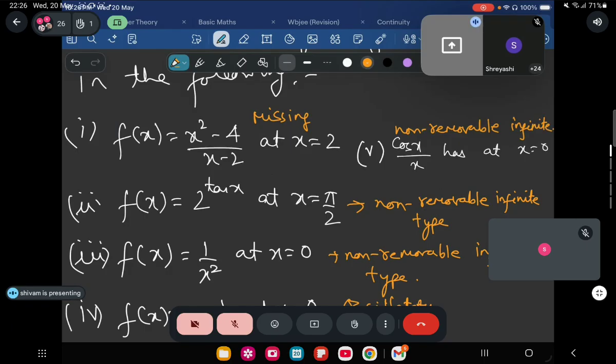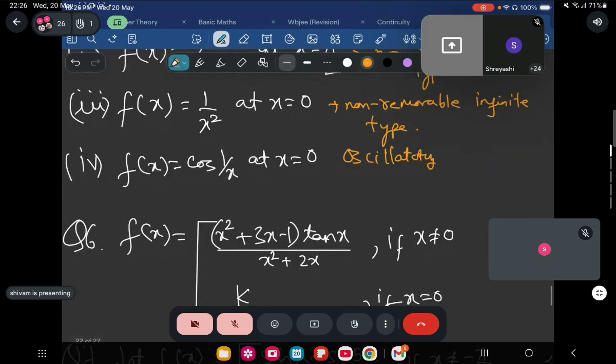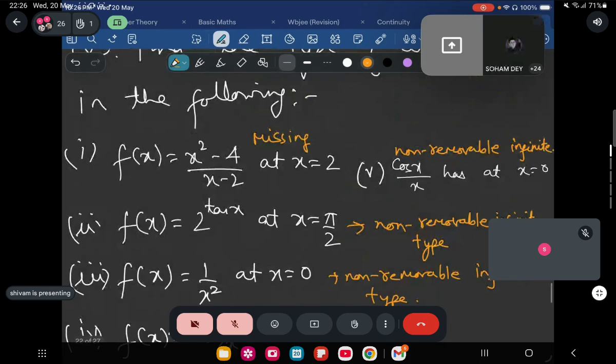Yes, tell me, Soham. You are asking something. Number 2, at x equal to pi by 2, the function is not defined. So pi by 2 plus, pi by 2 minus, you check. The limit exists, but the function is not defined at pi by 2. No, the limit is not existing. Okay, that's true.